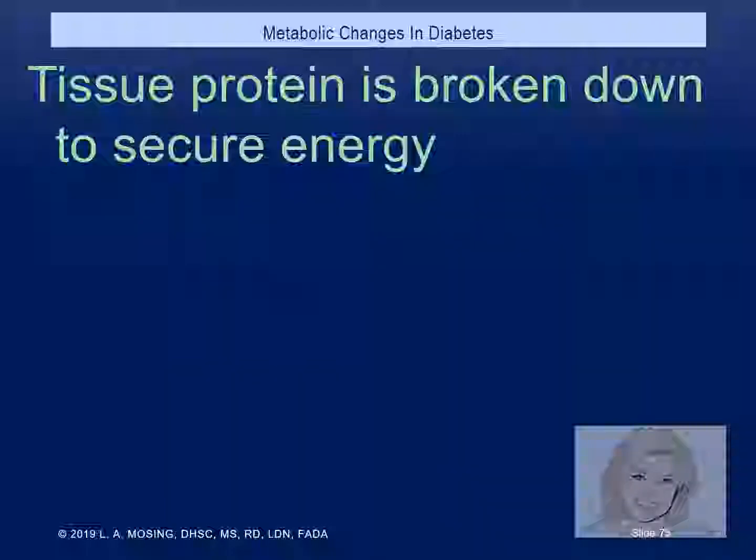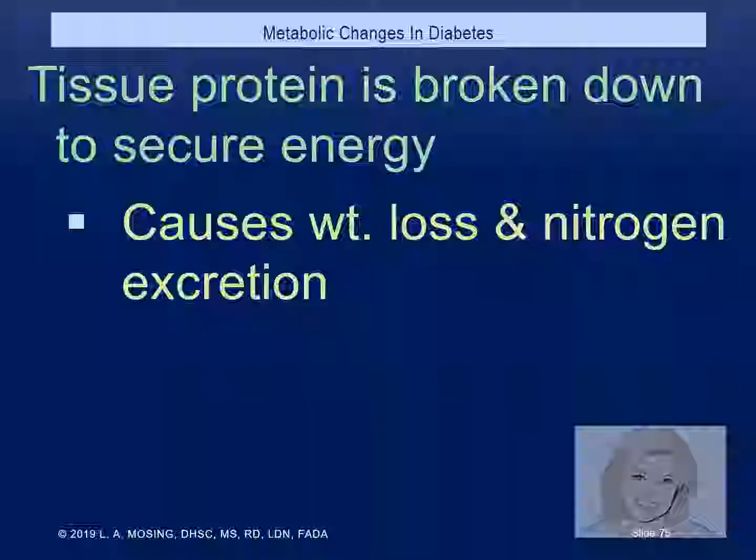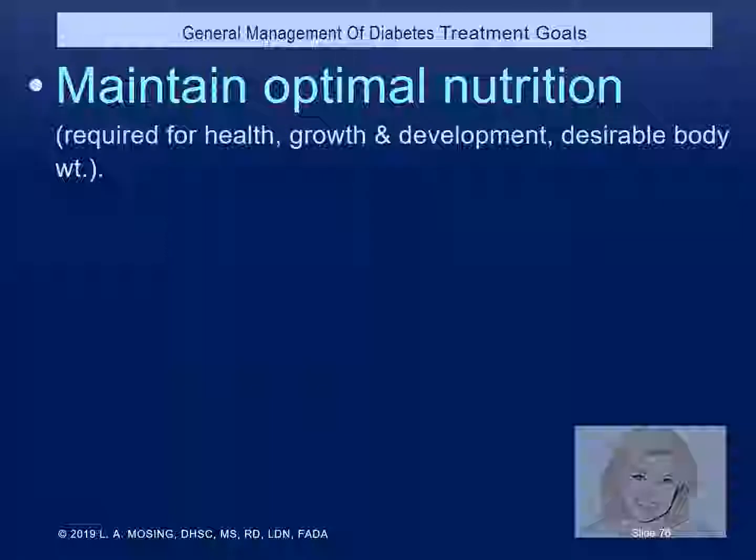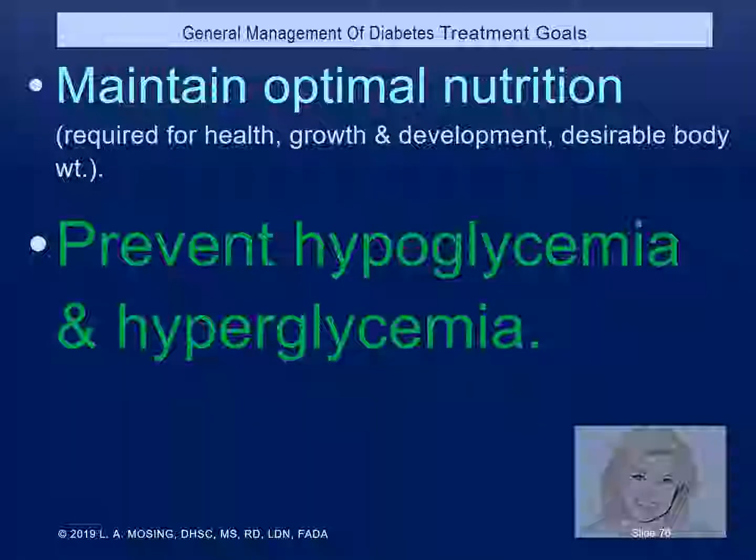So our tissue protein is broken down to secure energy. So we're not giving the body what it wanted, and that causes weight loss and nitrogen retention. So how do we manage it? Have a healthy diet, exercise. And we need that, especially with a child, so that they meet their growth potential. We need it for a pregnant woman so she has a desirable outcome.